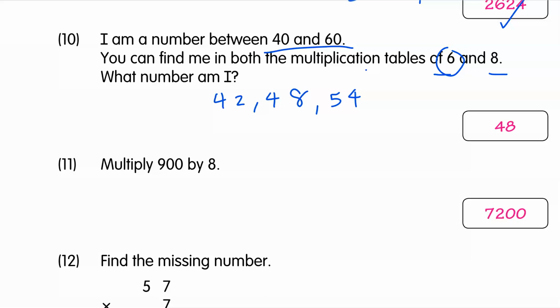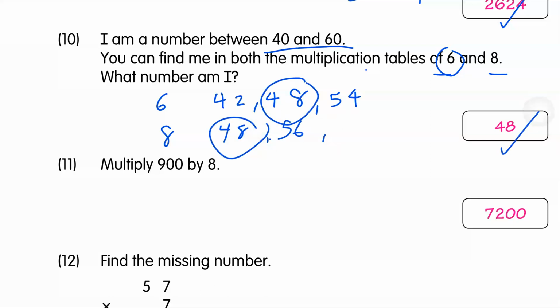Now this is the 6 times table. The 8 times table is 6 times 8, 5 times 8 is 40, not included, so 6 times 8 is 48. 7 times 8 is 56. 8 times 8 is 64. It goes beyond 60, right? So what is common here? The same number found in both is 48.